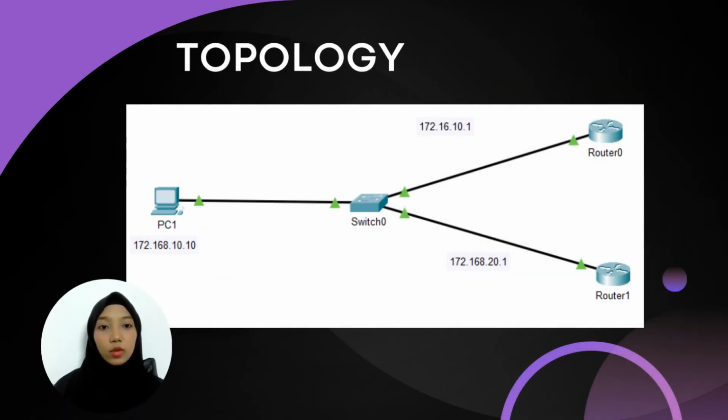This is the network layout for our project. It shows how all the devices are connected. We have PC1 with IP 172.168.10.10 and this is the management station. I will be explaining about the management station. It's the computer we use to monitor and configure the network.